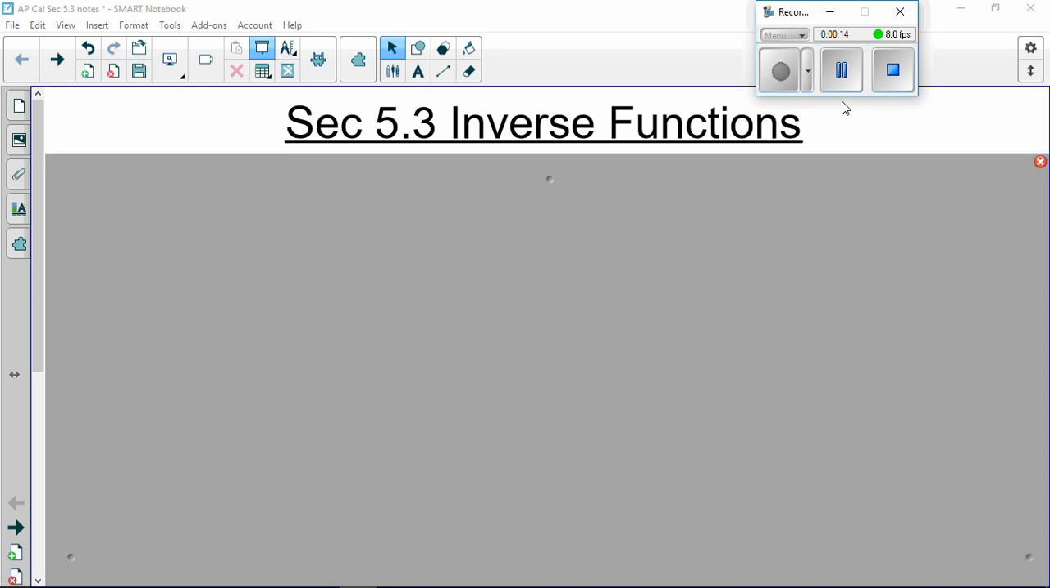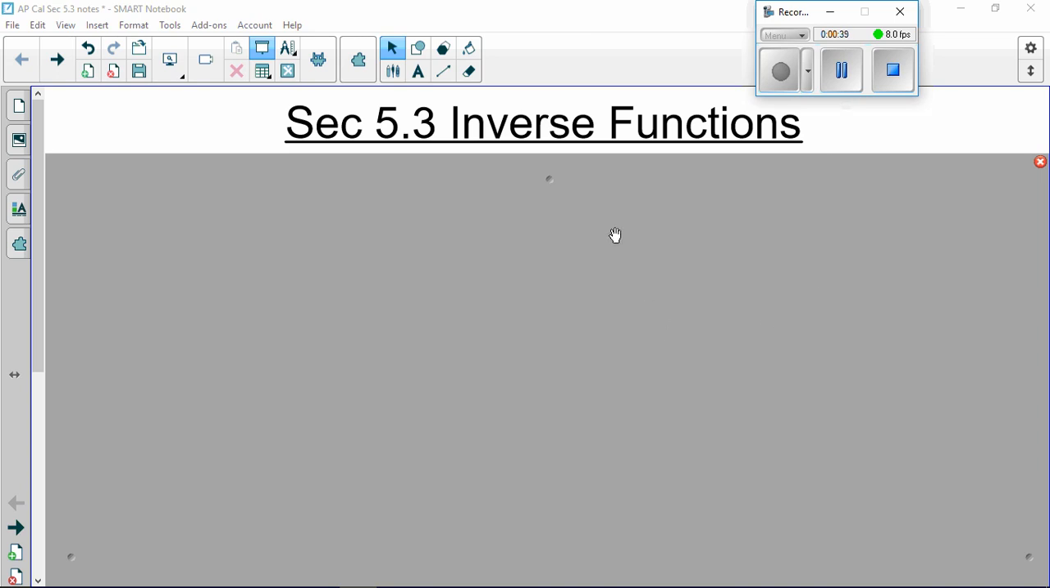So 5.3 is about inverse functions. We're going to start by talking about what an inverse is, and we'll do a couple examples, so it's more like a pre-calculus review. And then we'll talk about what we use the derivative of an inverse for, how we find it, and then finally some AP examples. So the kinds of questions that the AP exam is actually going to ask you.